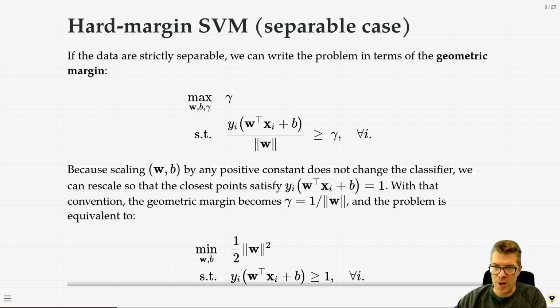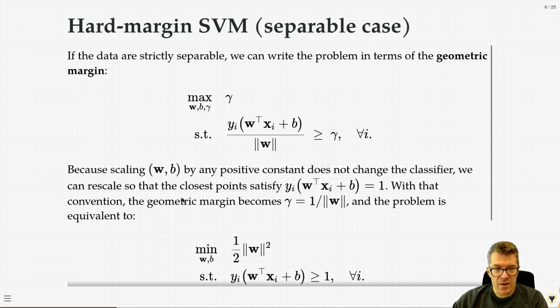We can write the problem down in terms of the geometric margin, and this is more or less what we had a moment ago. So we have this max gamma, and all of our distances of our data points, normalized by the weights, have some positive value. Okay, so all of the points in our class are on our side of the wall.